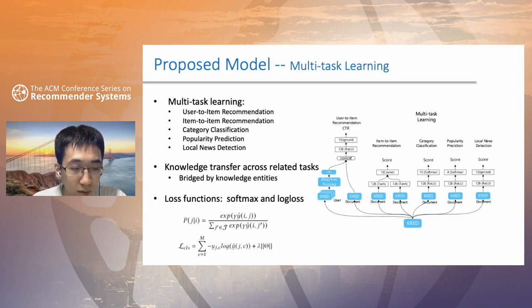The second part of the model is a multitask learning model. We found these tasks share some knowledge patterns and their data can complement each other. So we designed a multitask learning approach to train the KRED model. In the multitask framework, all the tasks share the backbone model, but on top of the KRED model, they include some task-specific layers as the predictors.